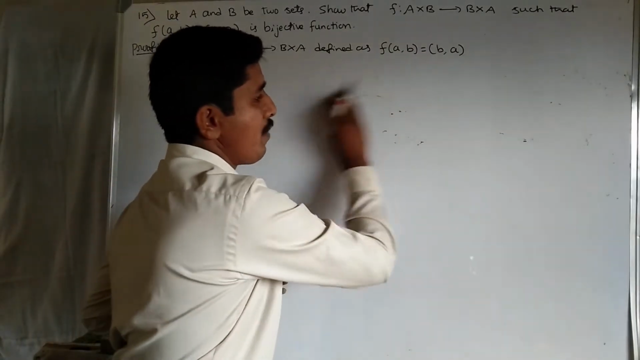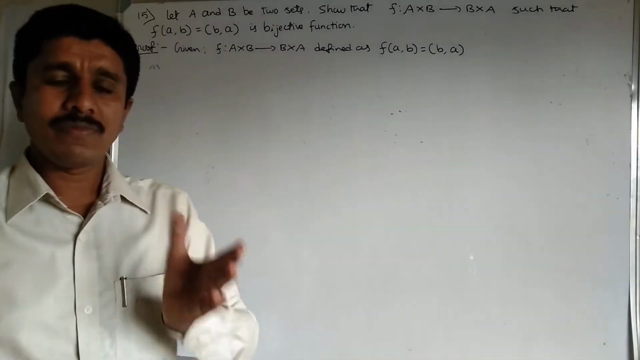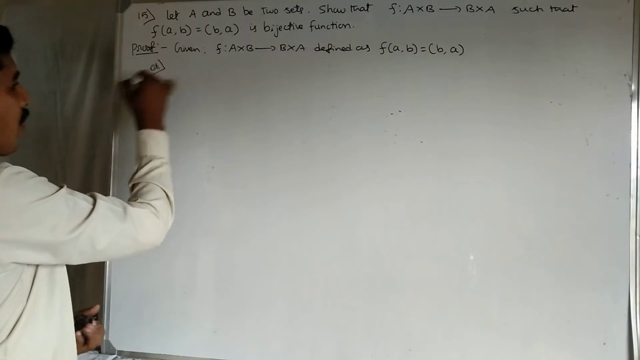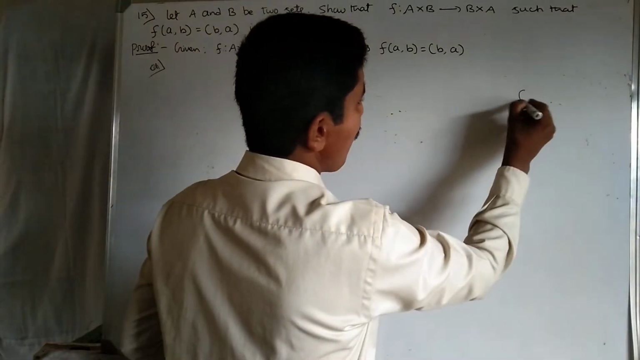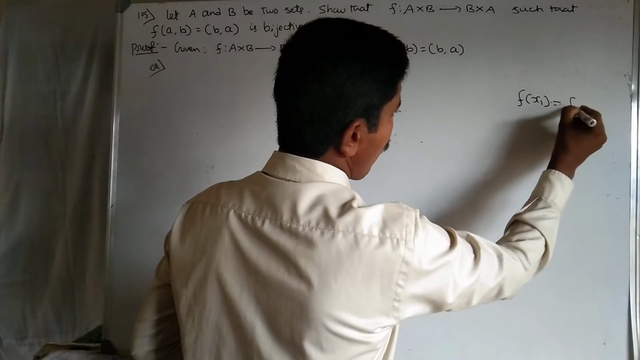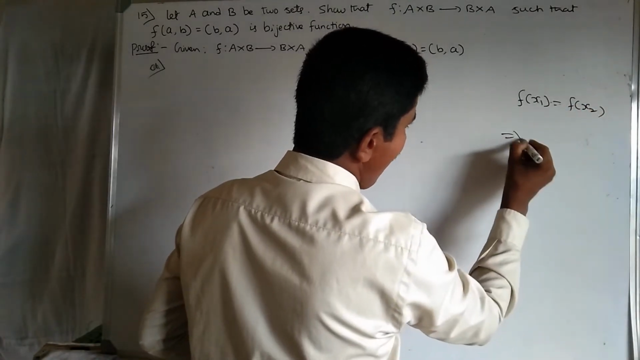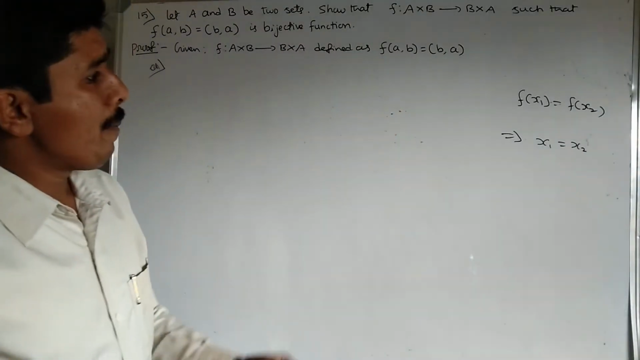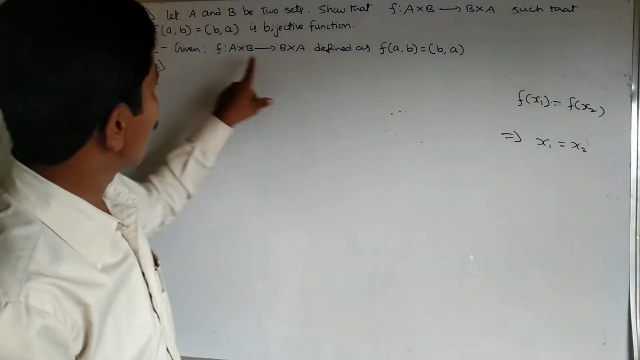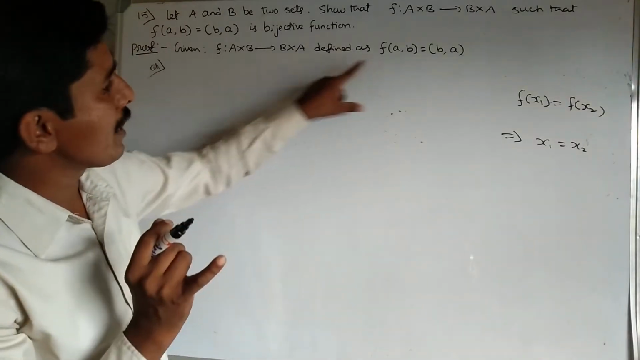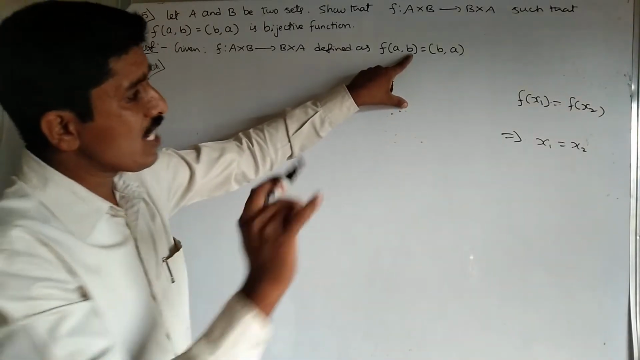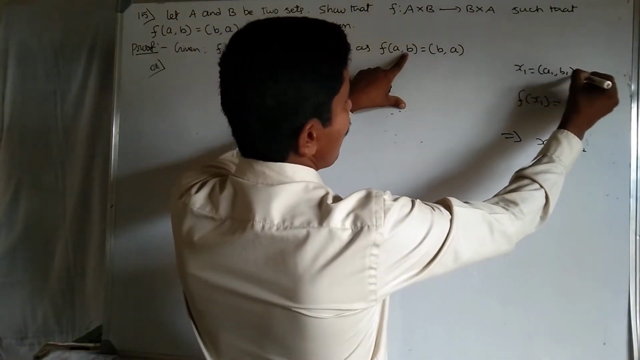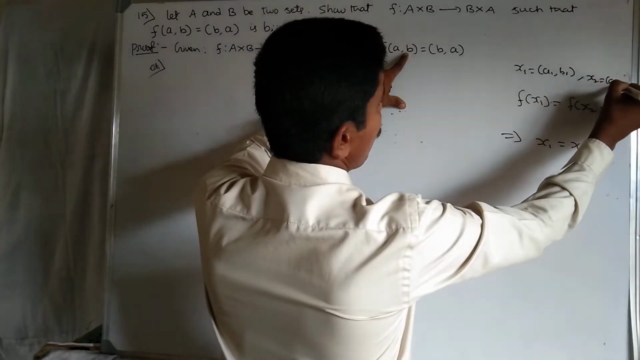To prove that it is bijective, we have to prove that the function is both one-one and onto. First, prove that it is one-one. By the definition, we know that F of x1 equal to F of x2 implies x1 equal to x2 means the function is one-one. Each element of the domain is of the ordered pair form (A, B). Here I am taking x1 equal to (A1, B1) and x2 equal to (A2, B2).